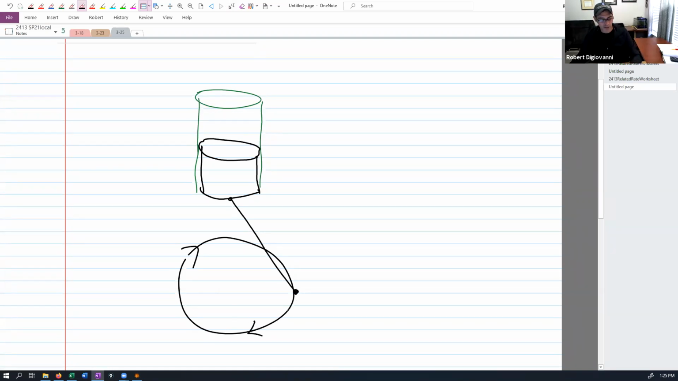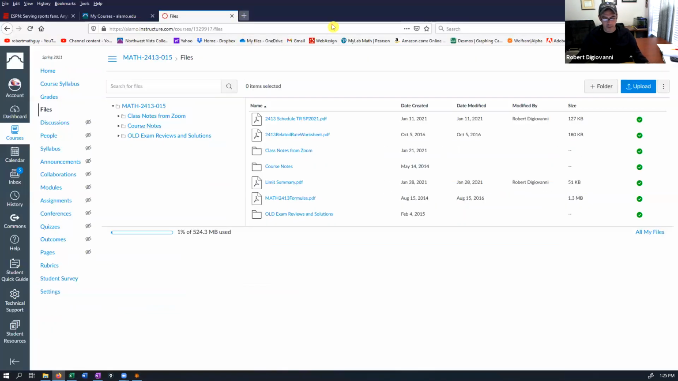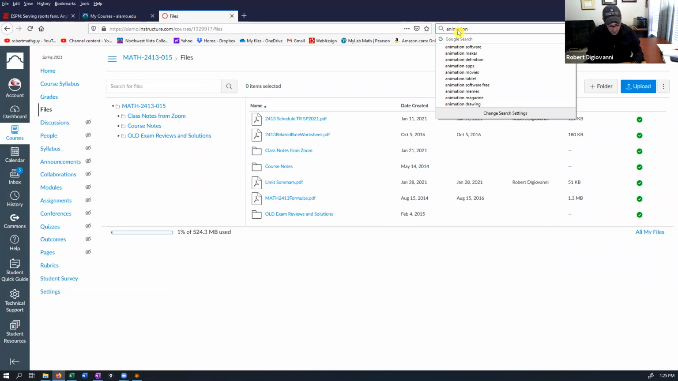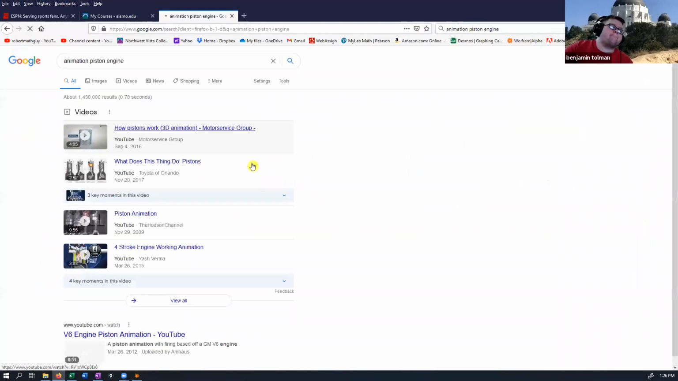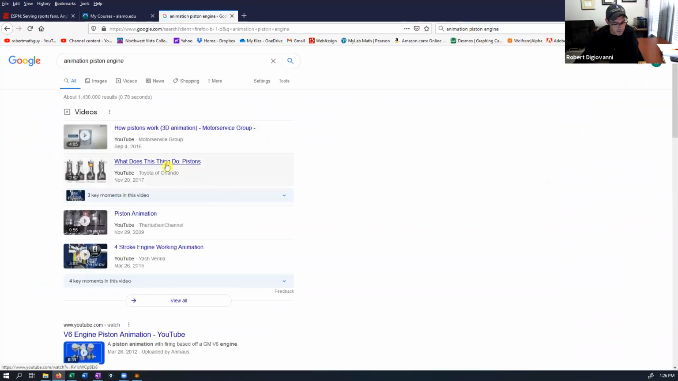And so what happens is, as this point goes around, this piston goes up and down through the cylinder. And so what you could ask is, if this thing is spinning, oh, you know what, we have the internet. Let's see if we can find a quick animation of a 4-stroke piston. Here we go.